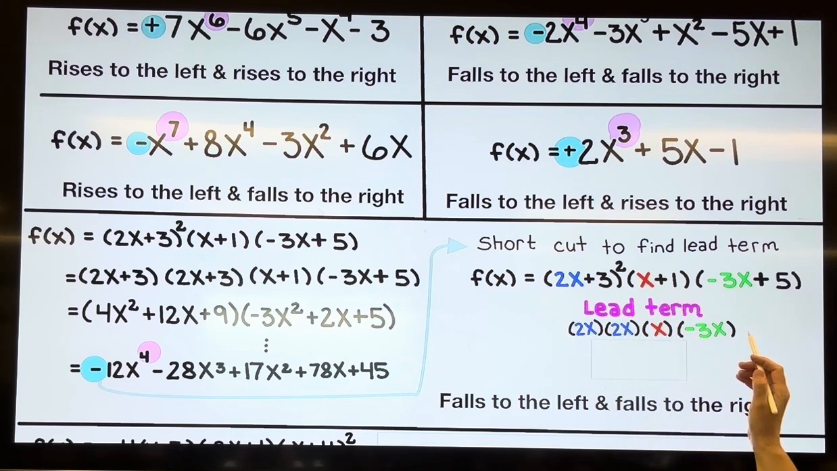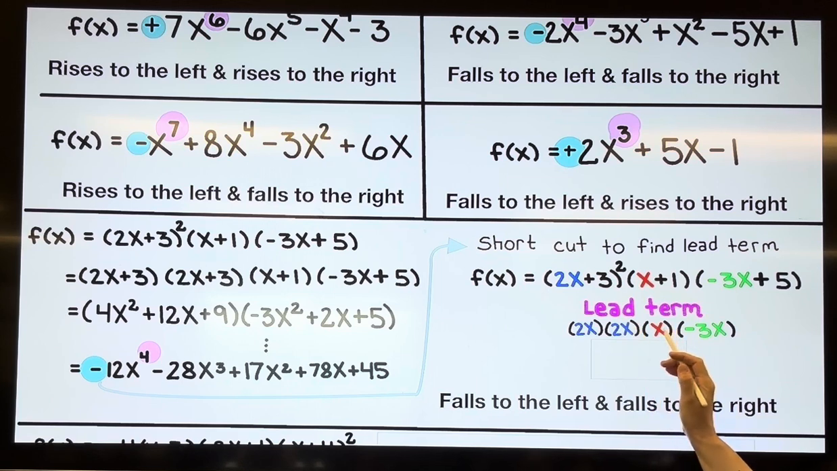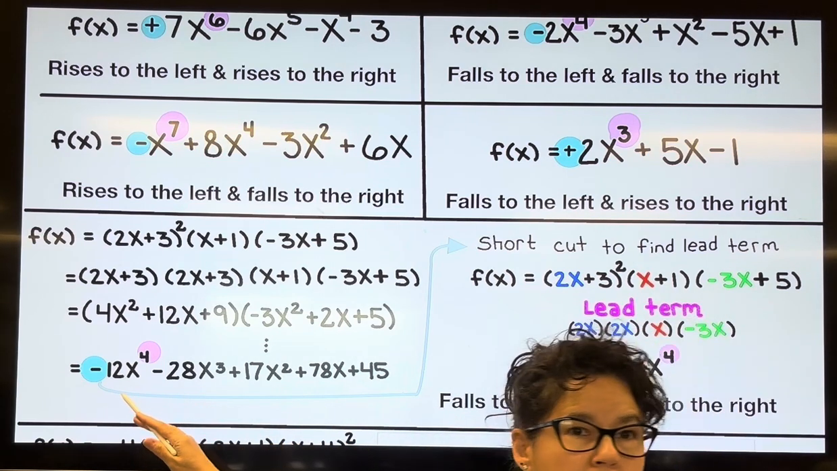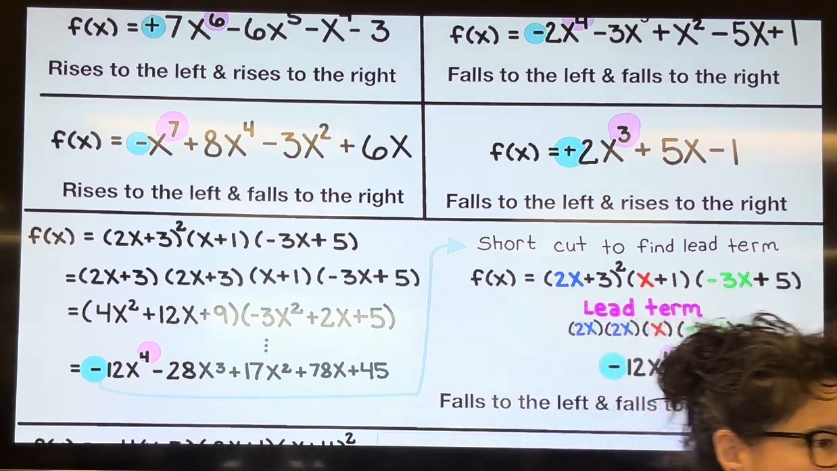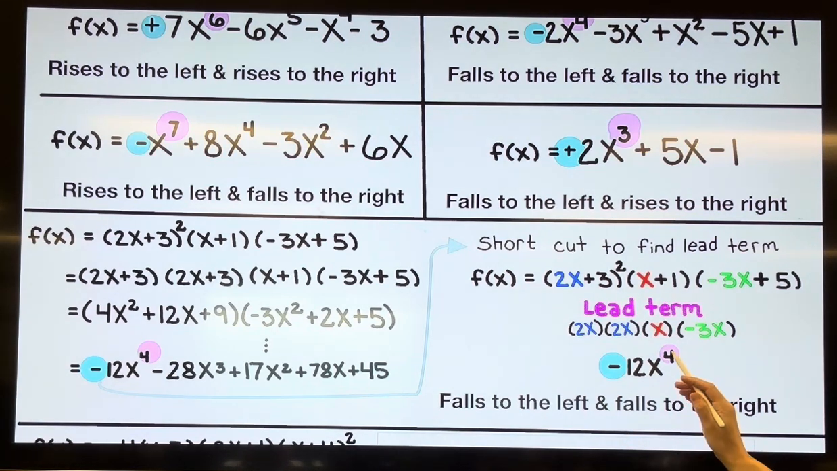If I multiply all those together, 2x times 2x times x times negative 3x, 2 times 2 times negative 3 is negative 12, and x times x times x times x is x to the 4th. See how I get the same thing without doing all that multiplication. And then I know it's even, so both up or both down, negative, so both down, meaning going down to the left and down to the right.